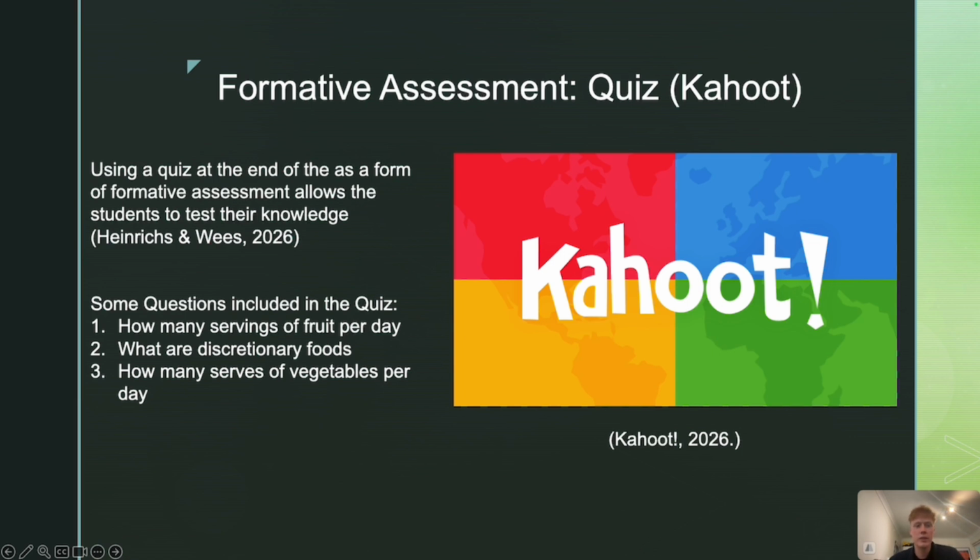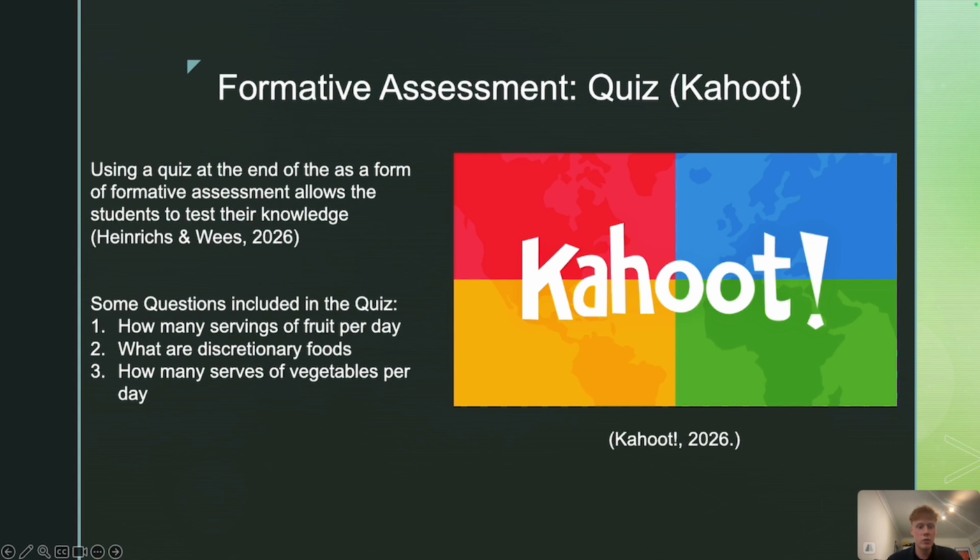The formative assessment that I've selected to test student knowledge is a quiz, such as a Kahoot. Using a quiz at the end of the lesson as a form of formative assessment allows the students to test their knowledge and see what parts of the text they actually recalled.